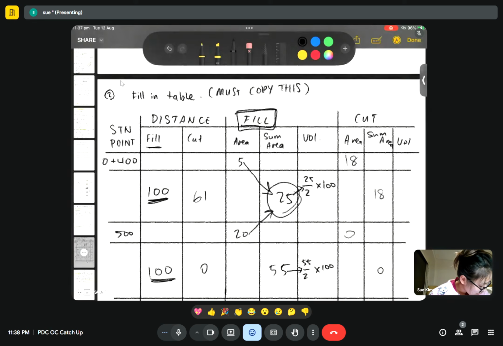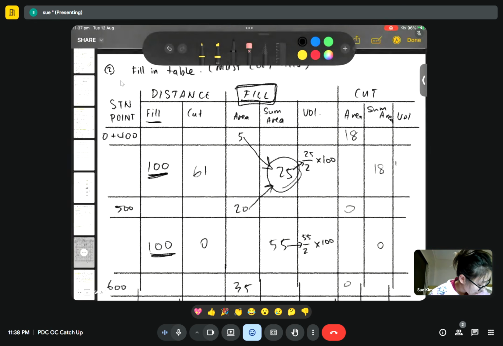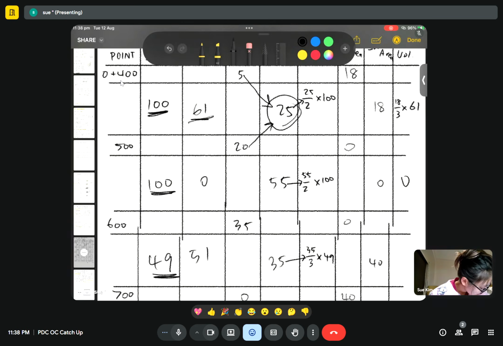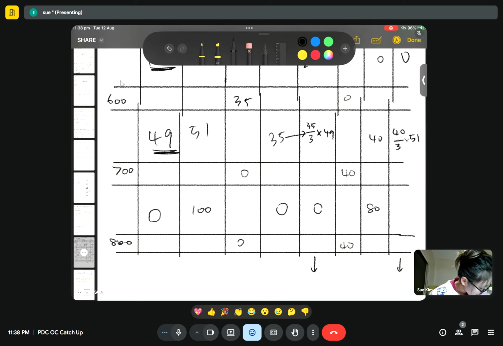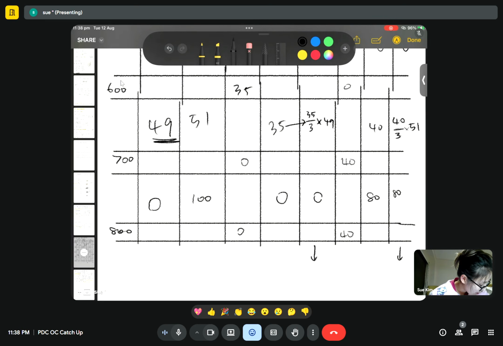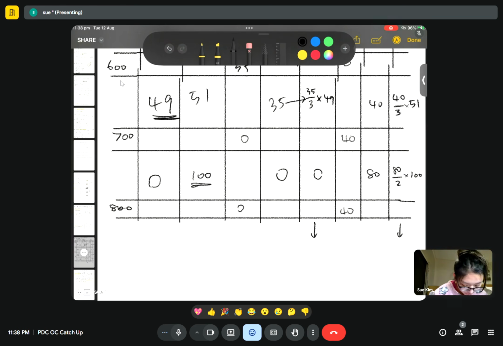So again, for the cut volume, I'm taking 18 divided by 3 this time instead of 2 because my cut distance is less than 100. Same for 40 divided by 3. But this time, I'm going to do 80 divided by 2 because my cut distance is 100 meters, which is the entire distance. Okay, so then that's actually the whole table filled in, and now I can find the net volume.